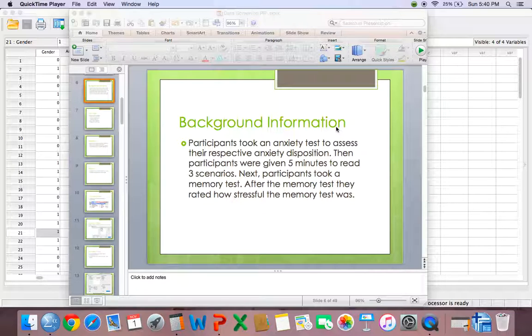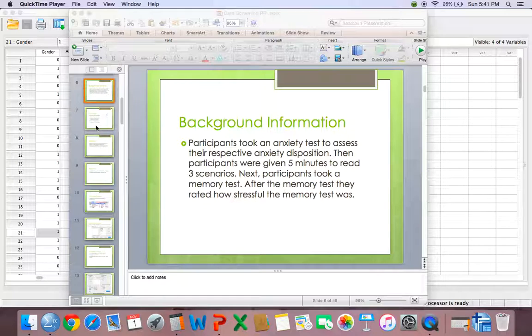The study is still the same as the first video, and I will just briefly go over what the study is about, so people who haven't watched the accuracy video can listen to this and not be lost. For this video, I am using some fake data, and in this fake study, we were looking to see if stress and anxiety predicted memory. Participants took an anxiety test to assess their respective anxiety disposition. Then participants were given 5 minutes to read 3 scenarios. Next, participants took a memory test. And after the memory test, they rated how stressful the memory test was.